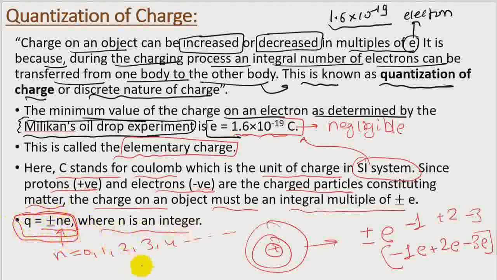For example, substitute the value n equal to 3. The magnitude of the charge is Q equal to 3 into 1.6 into 10 power minus 19 coulomb. By following this method, we can determine the charge.